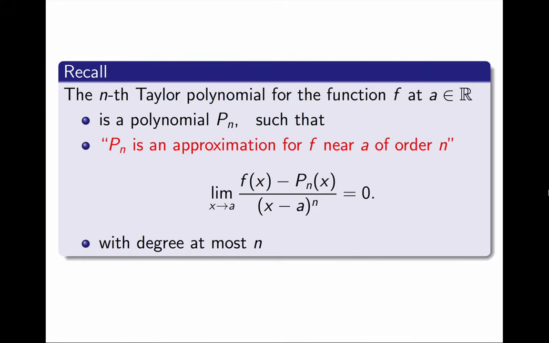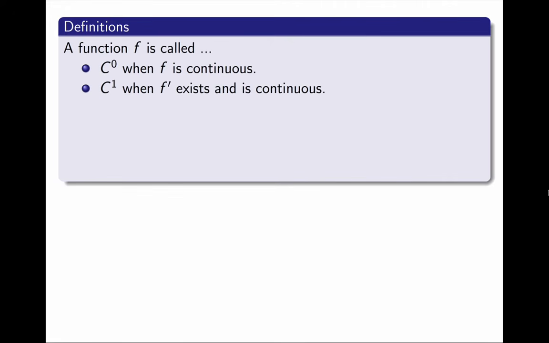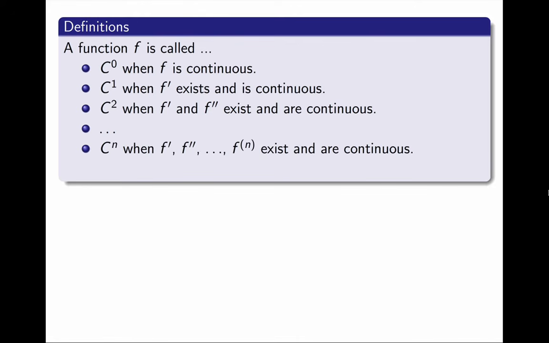Before doing that, I want to introduce some new notation. A function is called C0 when it is continuous. Sometimes it is also called type C0 or class C0. It is called C1 when the derivative exists and is continuous. It is called C2 when the first and second derivatives exist and are continuous, and so on. It is called Cn when the first n derivatives all exist and are continuous. And it is called C infinity when all the derivatives exist and are continuous.